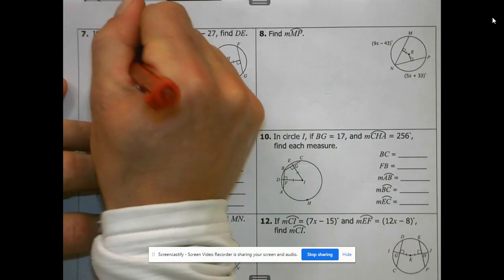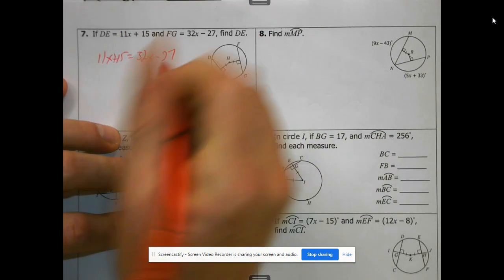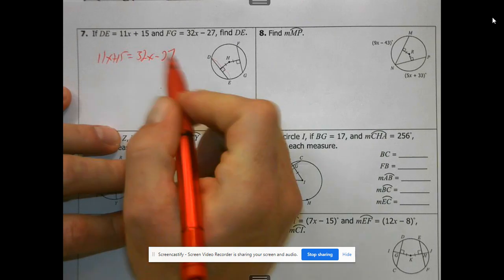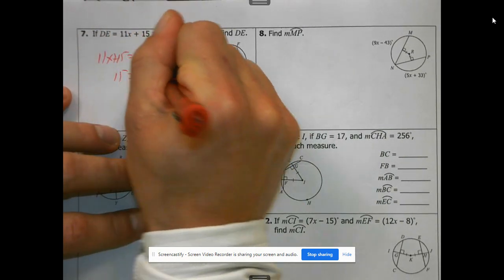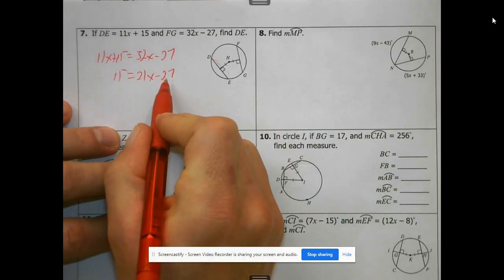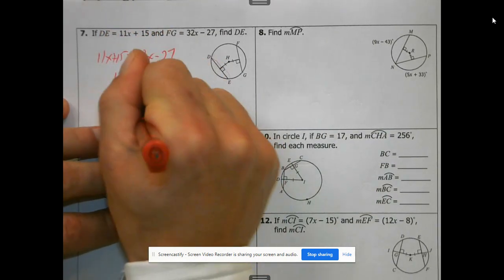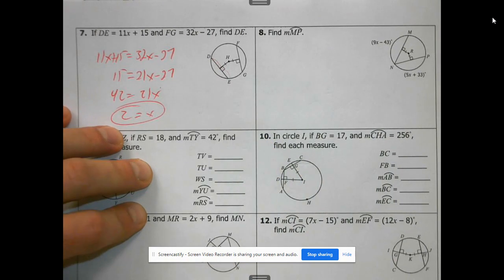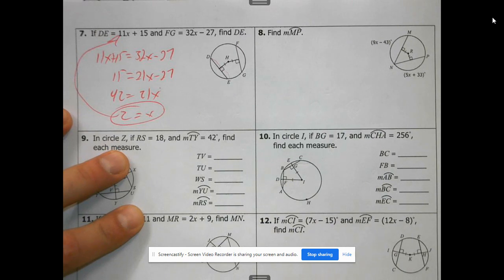11x plus 15 is 32x minus 27. I'll subtract the 11x over. So 15 is 21x minus 27. Add 27 over, gives me 42. 21 goes in there 2 times. Plugging it back into DE, that comes out to be 37.